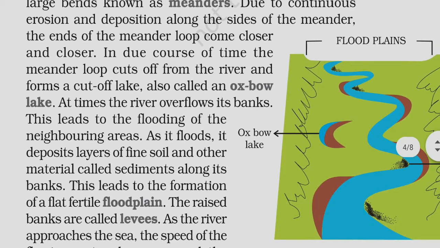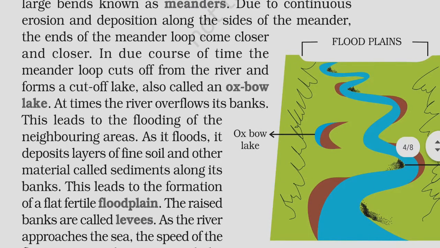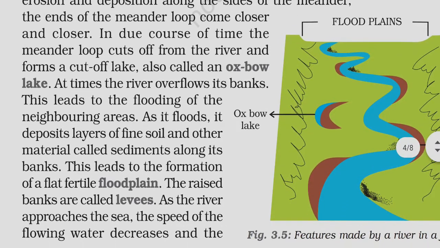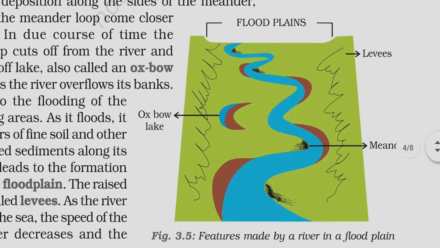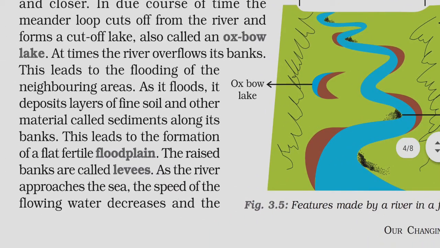Okay, at times the river overflows its banks, and this leads to flooding of the neighboring areas. As it floods, it deposits a layer of fine soil and other materials called sediments along these banks. This leads to the formation of the floodplain. So what is a floodplain? If the river floods, its minerals, materials, humus, etc. get deposited on the plain areas, forming the plains. The raised banks are called levees.